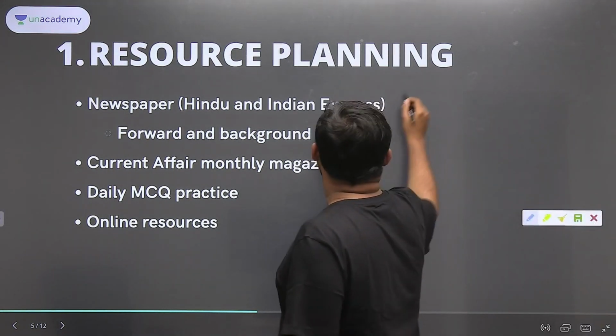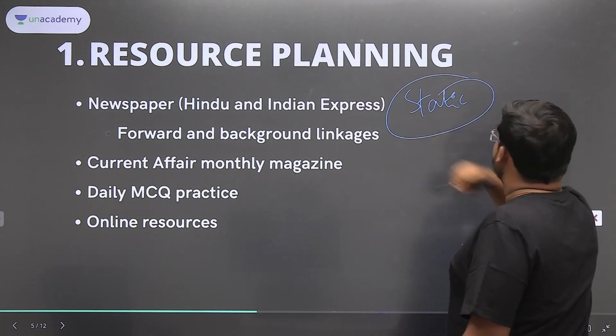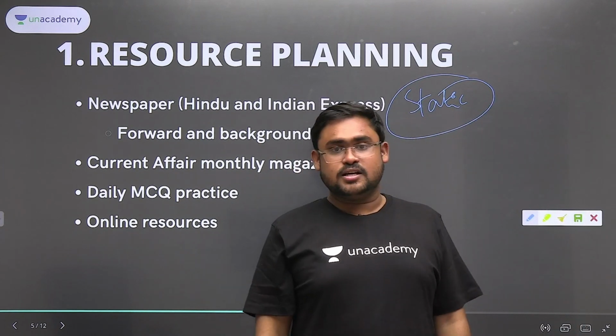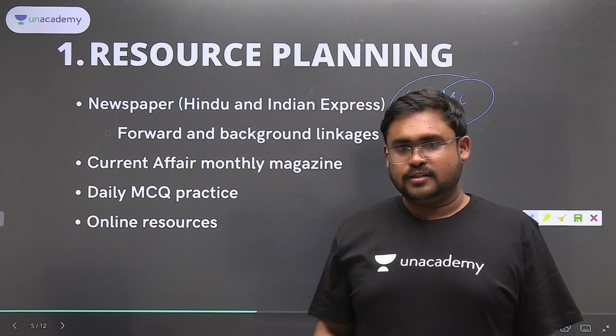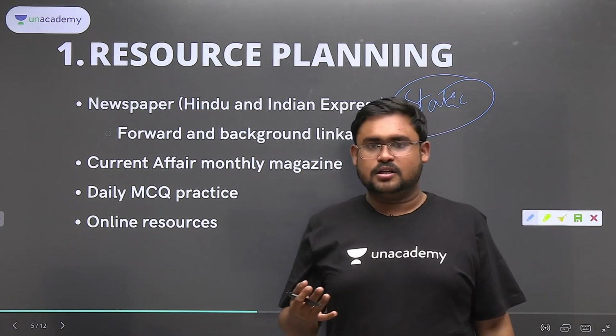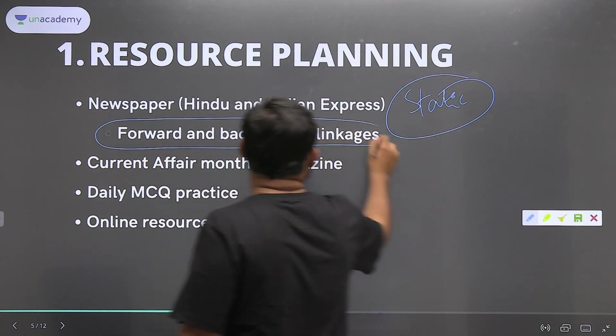Yes, they will ask you the static aspect, like how the Chief Justice can be impeached or removed, what is the procedure, how to bring the motion. These kinds of things will be asked. Similarly, for powers of the governor, they will ask the static syllabus. So this is what I mean when I talk about forward and backward linkages.